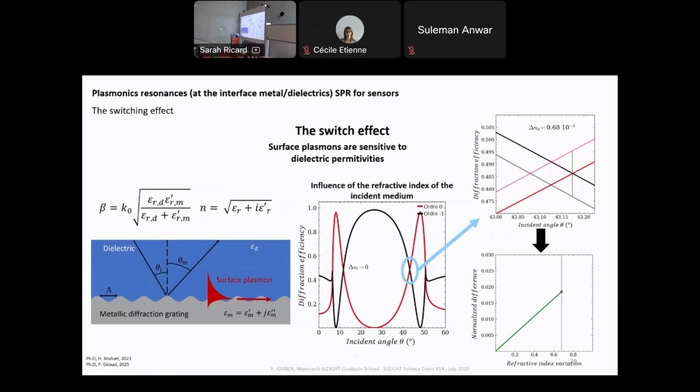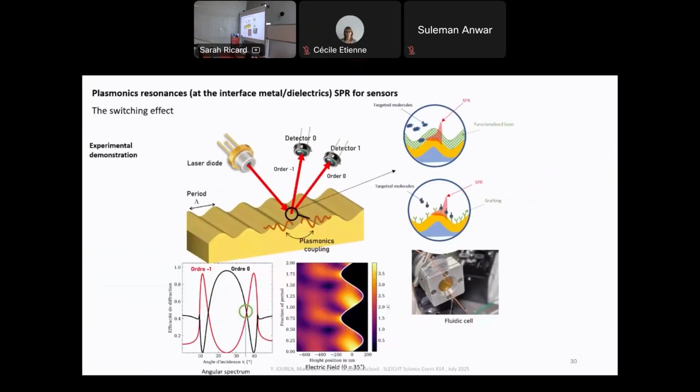And here, if we stay at one angle, let's say the second crossing point, where the efficiencies are equal, you see, for the two diffracted orders. And when the refractive index or the permittivity is changing, we perform the difference of the efficiencies. So the explanation is, I would say, perhaps difficult, but to use as a sensor, it's very simple and easy to understand.